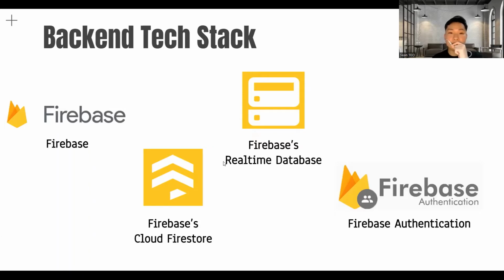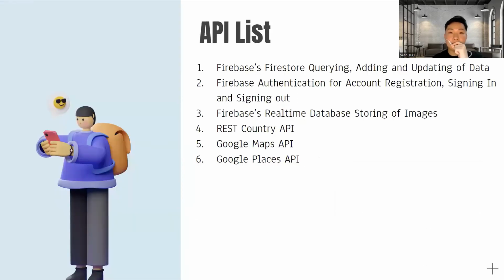Next, moving on to the API list, we firstly make use of Firebase Firestore querying functionality to query, add, and update data in the Firestore database in real time as users interact with our application. Next, Firebase authentication was also used for the account registration, signing in, and signing out functionality. We also stored the university images in Firebase real-time database and queried it to populate our website accordingly.